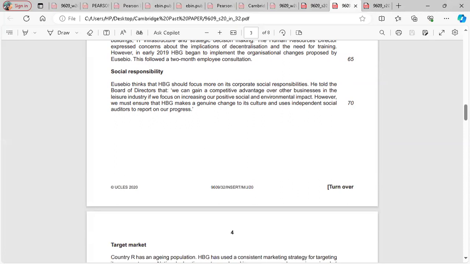Eusebio thinks that HBG should focus more on its corporate social responsibility, CSR. We call it CSR. He told the board of directors that we can gain a competitive advantage. When we talk about competitive advantage, it means the edge you have over your competitors, over your rivals. What is making you better than them? What is giving you that position you have that they are not getting? That is what we call competitive advantage.